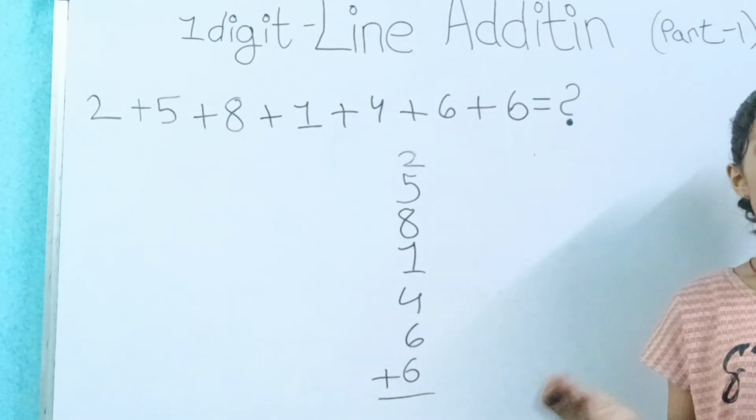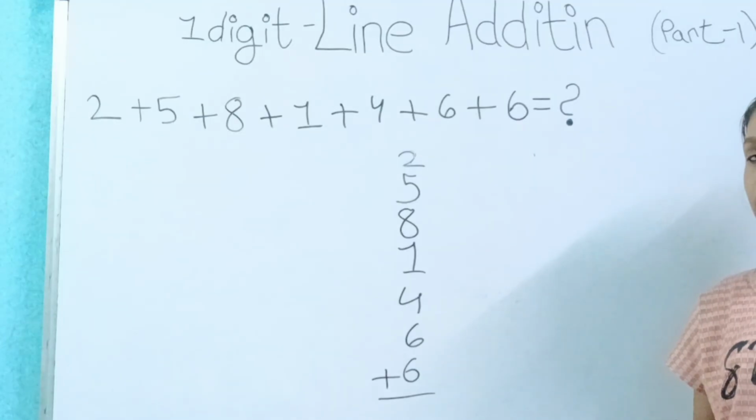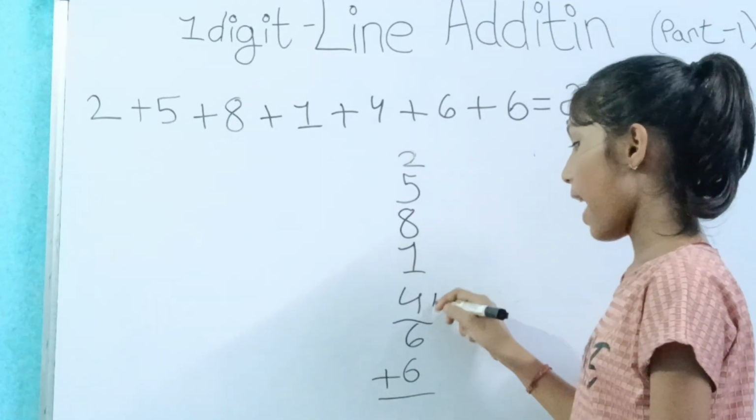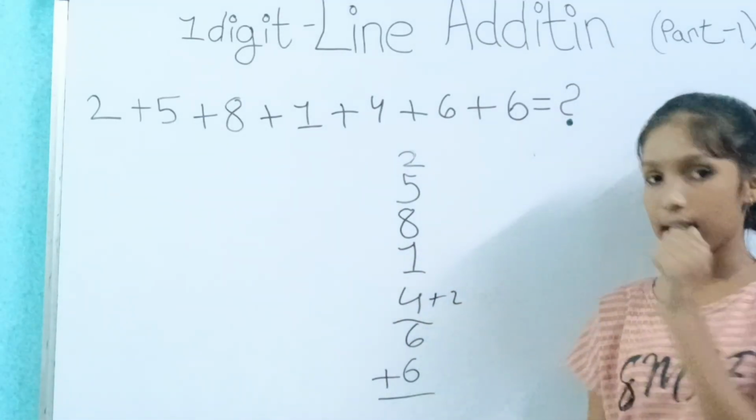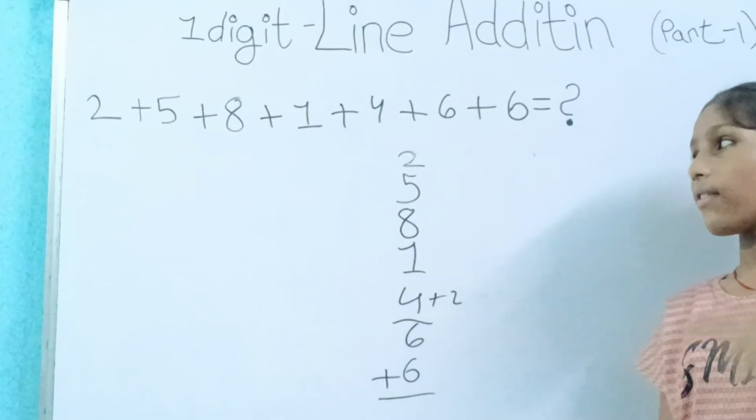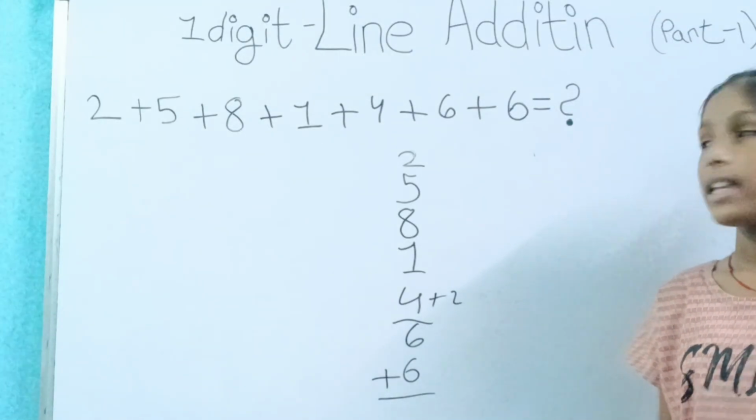So 6 plus 6 is 12. Now it's above 10 two times. So we'll make a line here and add 2 to this. So this becomes 6. 4 plus 2 is 6. 6 plus 1 is 7. 7 plus 8 is 15.